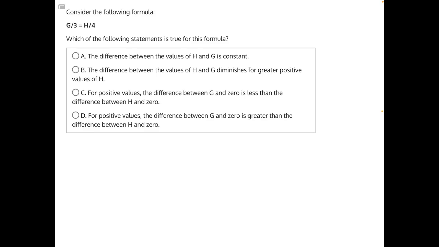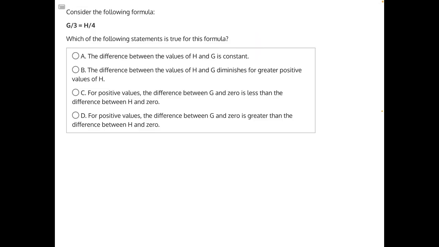To solve this question, let's first start by getting one of our variables completely isolated on one side of the equal sign so that it is written in terms of our other variable. That will help us look through our answer choices and determine which one is true.